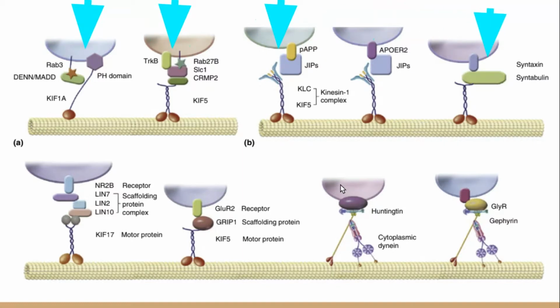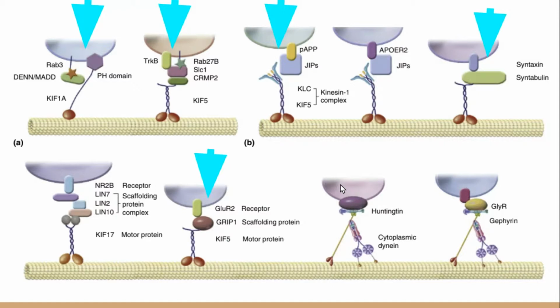In the top right is another transport mechanism for synaptic vesicles. This time it's a protein called syntabulin. Syntabulin is functioning as an adapter between syntaxin-positive synaptic vesicles and kinesin. Glutamate receptor-positive vesicles are transported by KIF5 via the GRIP1 adapter protein.